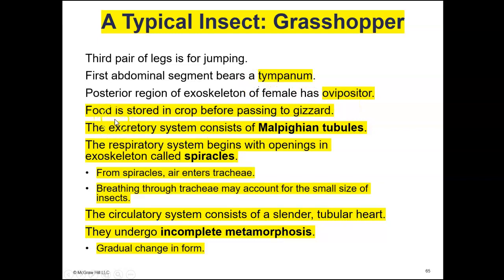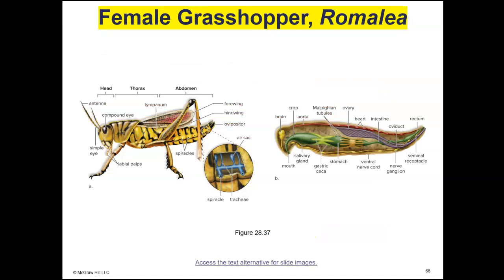For the digestive system, food is stored in a crop before being passed to the gizzard. And for the excretory system, or urinary system, the grasshopper has Malpighian tubules. And for the respiratory system, in the exoskeleton the grasshopper has these holes called spiracles, and then the spiracles connect to the trachea. So that's how they breathe. The circulatory system does include a primitive, simple, slender tubular heart, and the grasshopper undergoes incomplete metamorphosis.